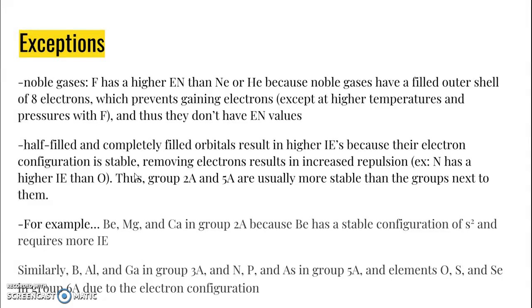Also, half-filled and completely filled orbitals result in higher ionization energies because their electron configuration is already stable. So removing an electron results in increased repulsion. For example, nitrogen has a higher ionization energy than oxygen. Thus, group 2A and 5A are usually more stable than the groups next to them. For example, beryllium, magnesium, and calcium in group 2A, because beryllium has a stable configuration of s2 and requires more ionization energy. To find exceptions in ionization energy, you have to look at their electron configuration.